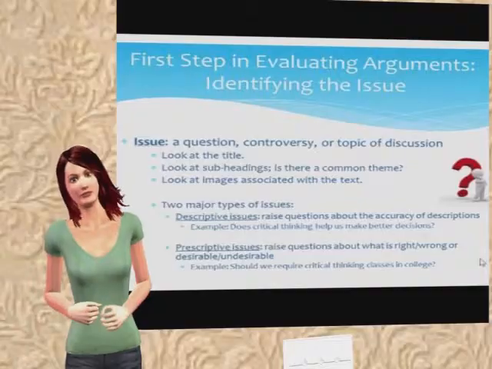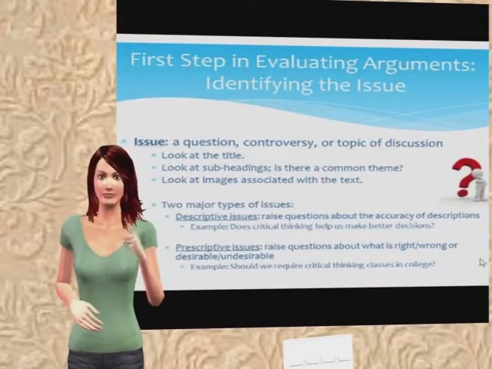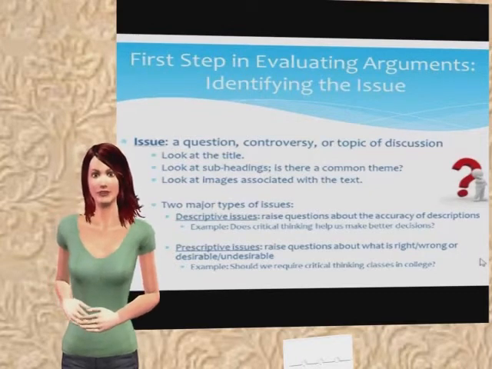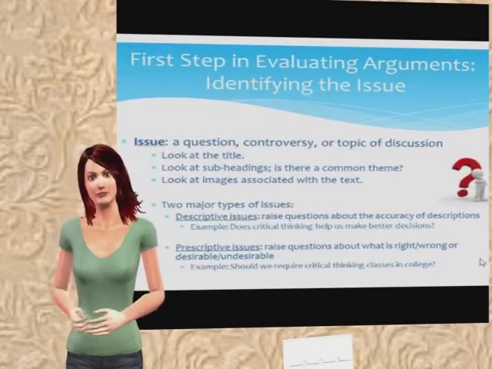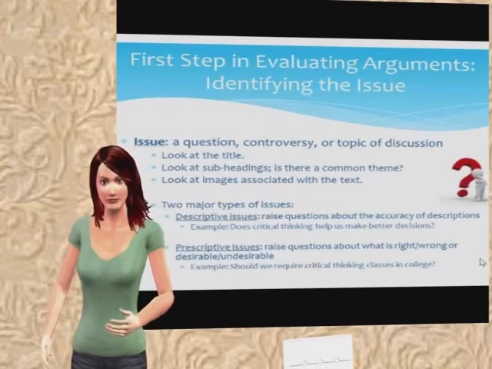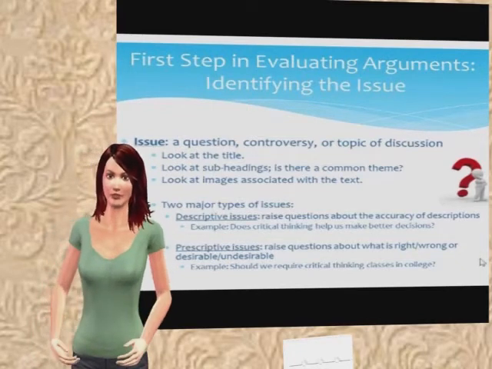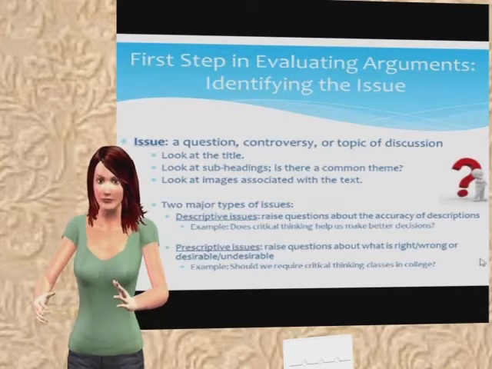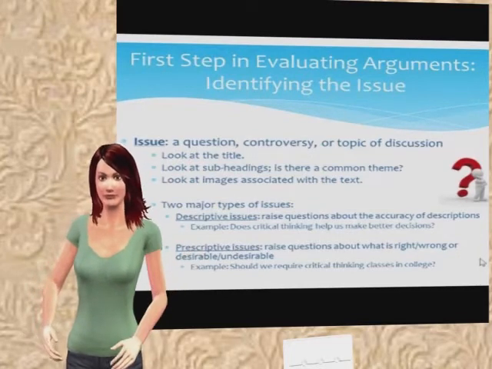So there are several clues you can use to identify an issue. You can just simply look at the title. Most authors will give their books, their journal articles, their newspaper articles, whatever it is that you're trying to identify the issue in, a title that's very indicative of what the issue is that they're focusing on.